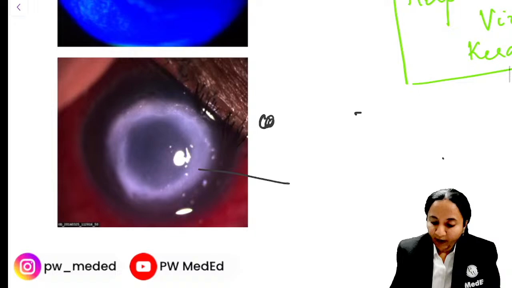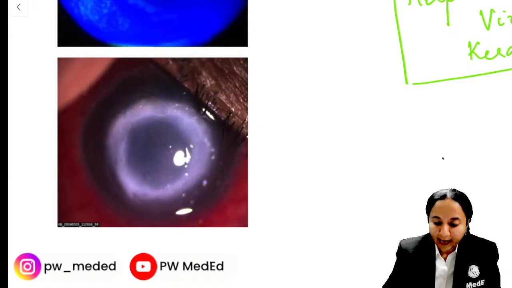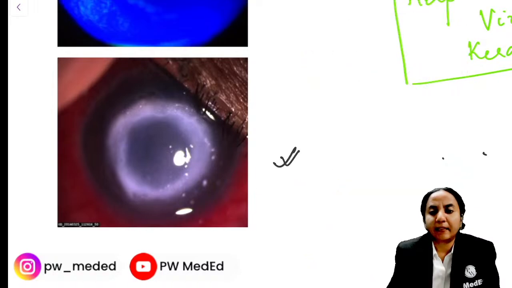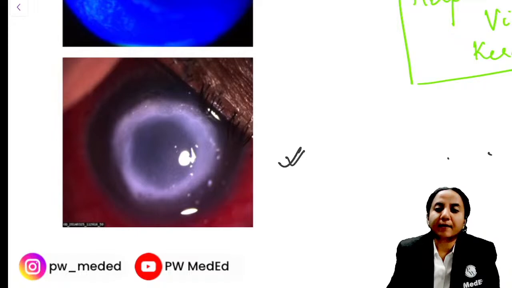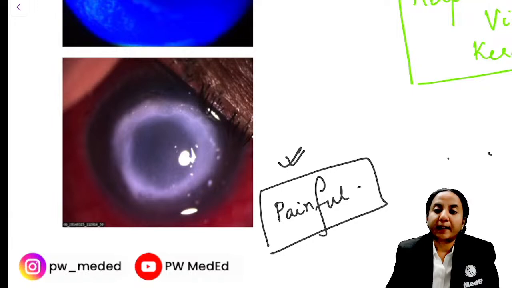So, see, when you look at this, this question is unlikely to come without a clinical history. Ye clinical history ke bagair nahi aayega, that this is a ring ulcer which is seen in a contact lens user. And they will always mention that it is the most painful corneal ulcer, because this acanthamoeba keratitis is the most excruciatingly painful corneal ulcer. Right?